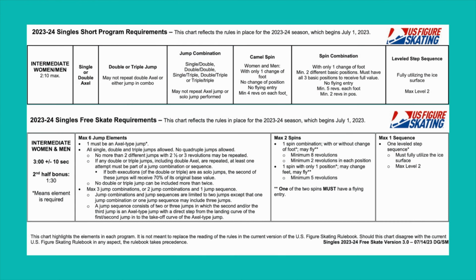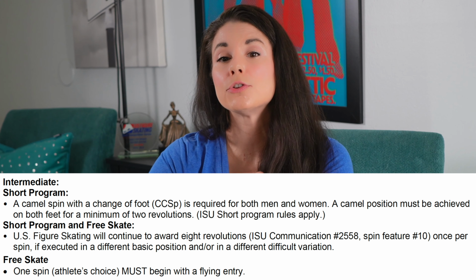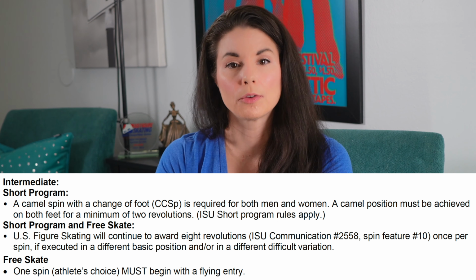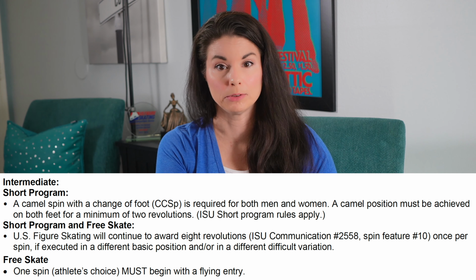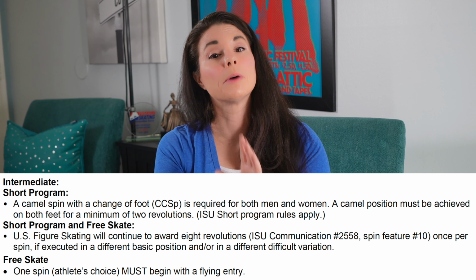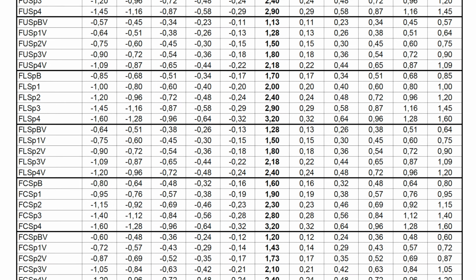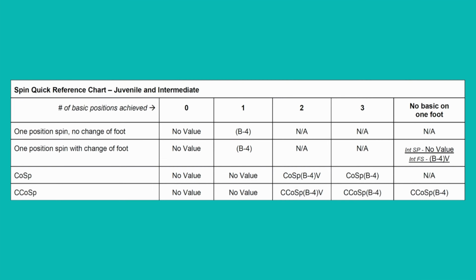Let's move on to intermediate. All the rules are staying the same this year. To remind you though, the spin in one position with a change of foot will have no value if no basic position is achieved for 2 revolutions on one of those feet in the short program. In the free skate, that is your camel change camel. It follows standard calling rules, which would receive a V. Remember that one of your spins must fly in the intermediate free skate. Look at that scale of values and find the most significant opportunity for that flying spin to carry the most weight for you.